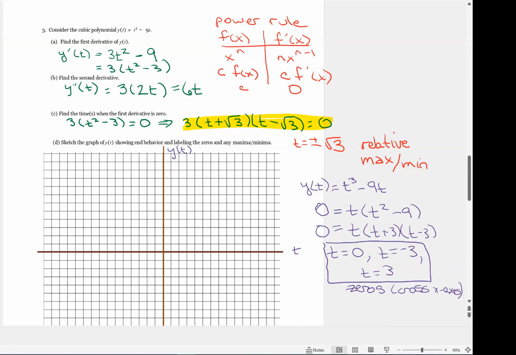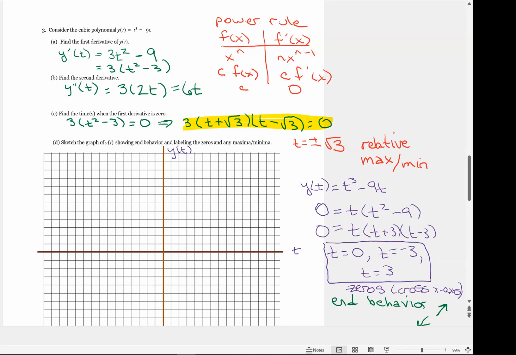Also, one more thing I need is my end behavior. For end behavior, I look at my original function, and it's t cubed. Again, odd and positive, which means that it goes up on the right and down on the left. And that's everything I need to know to graph this function.